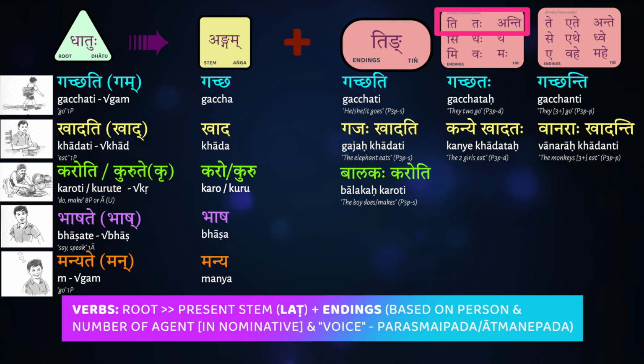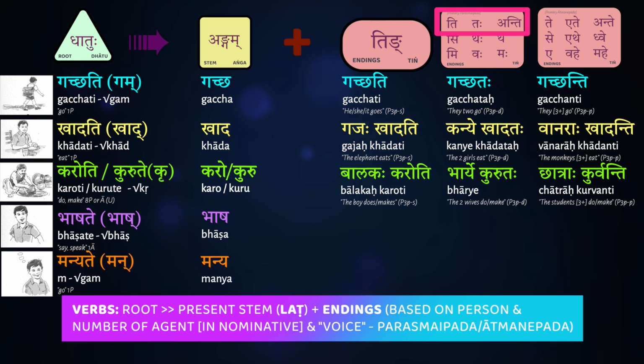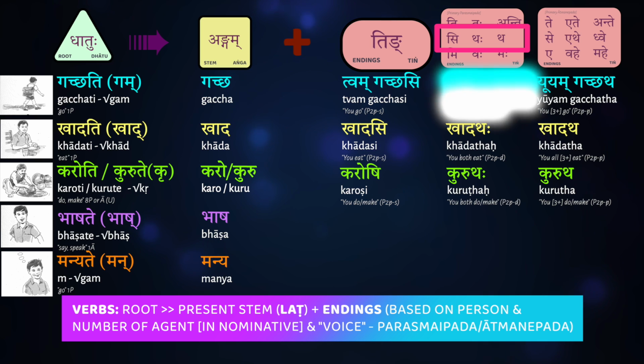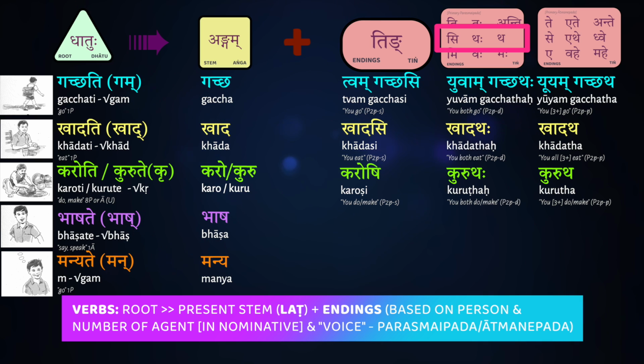For karoti, we'll have balakaha karoti, the boy does. Bharye kurutaha, the two wives are doing something. Chatraha kurvanti, the students are doing something, three or more. The second person, the madhyama purusha, will have tvam gachasi, yuam gachataha, and yuyam gachatha. You go, you two go, and you all go. For khadati, it's going to be khada si, khada taha, khada tha.